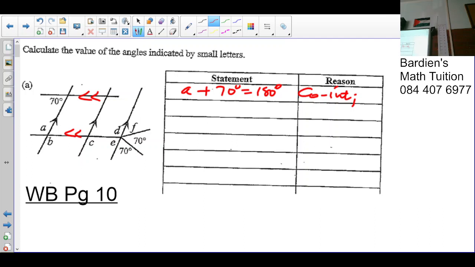Probably from the 70 and then up. You started from the 70. Yeah. So that's 40. Are you going to calculate E?